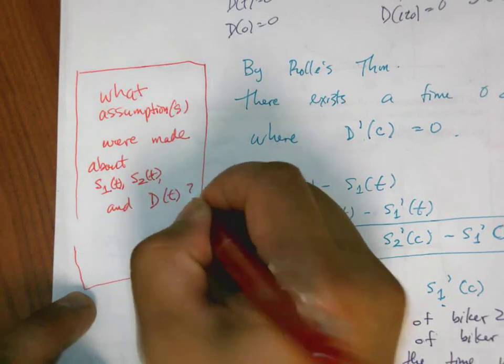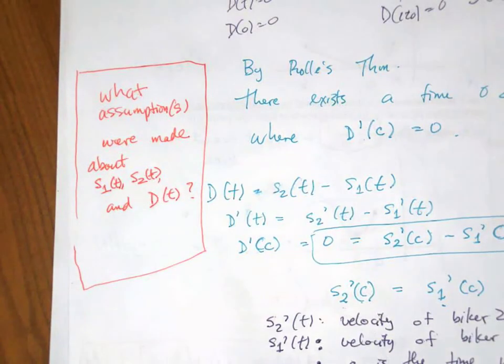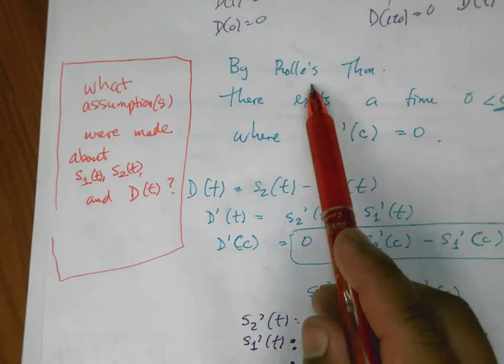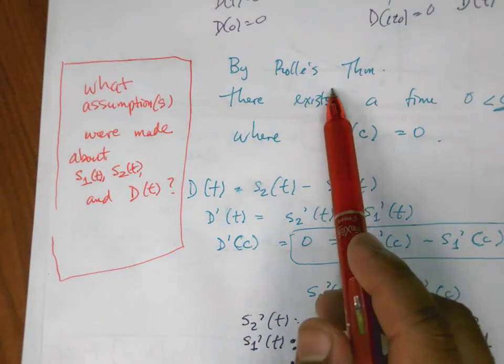I made some assumptions here, and I purposely didn't say anything. And I want you to think about it, and we'll talk about it in class regarding what exactly were the assumptions here. Because Rolle's theorem doesn't always apply. There are certain conditions that have to be true in order for this theorem to work.